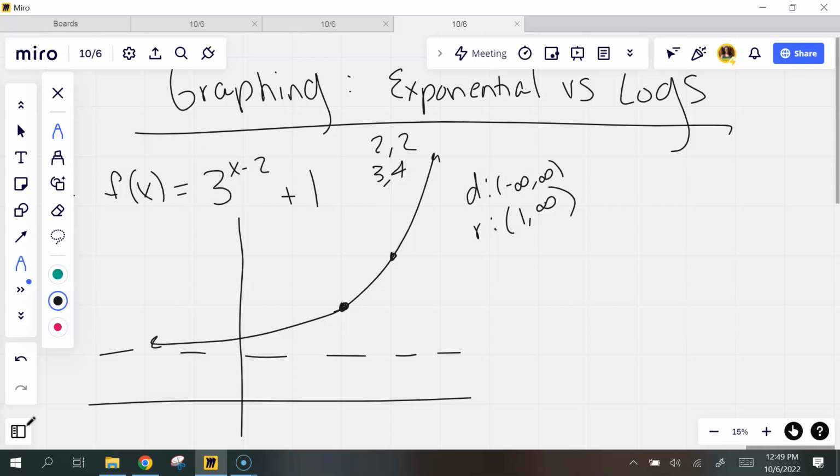Y-intercept. How do you find the y-intercept? Plug in 0 for x, that's right. So 3 to the 0 minus 2 plus 1, which would be 1/9 plus 1, which is 1 1/9, 10/9, 1.1. So there's my y-intercept.